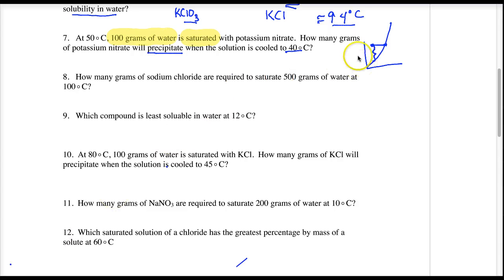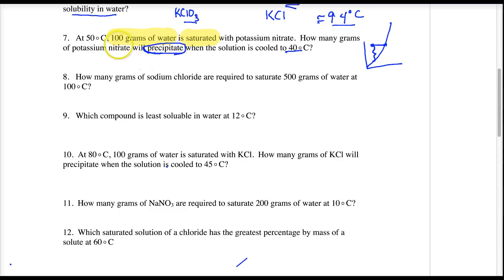This question is going to be about being above the line. We had other problems where we were under the curve and had to make it saturated. This one is going to be above the line, which is called being supersaturated. Those are scenarios where you can be supersaturated and still be dissolved, but you're going to come out of the solution to make a solid and recrystallize.